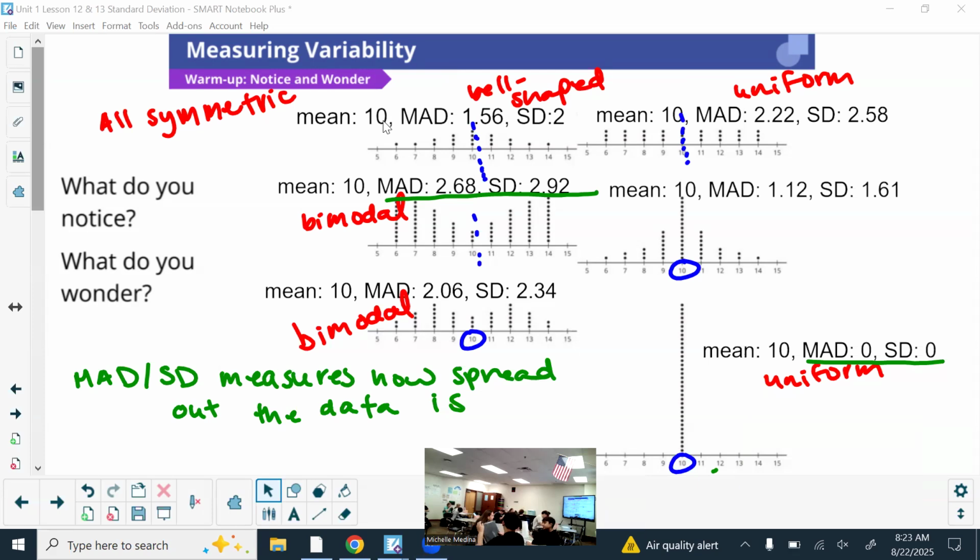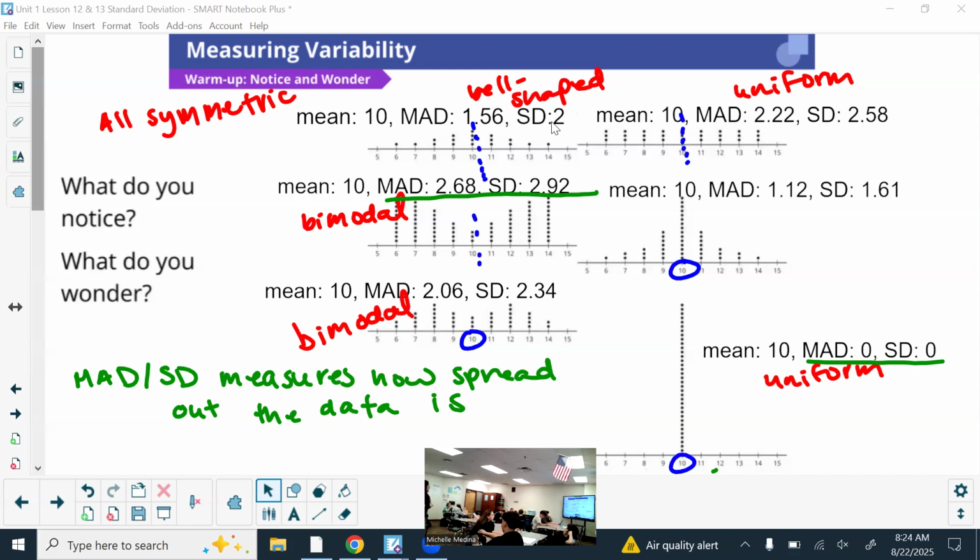One thing you probably noticed was that the means were all the same, which you could easily tell even if it wasn't written there for you, because all the data is symmetric, which means the mean matches the median. Wherever I could draw my line of symmetry is going to be my mean as well, because they're all symmetric. Then you saw that even though they all have the same mean, they all have different MADs and standard deviations.